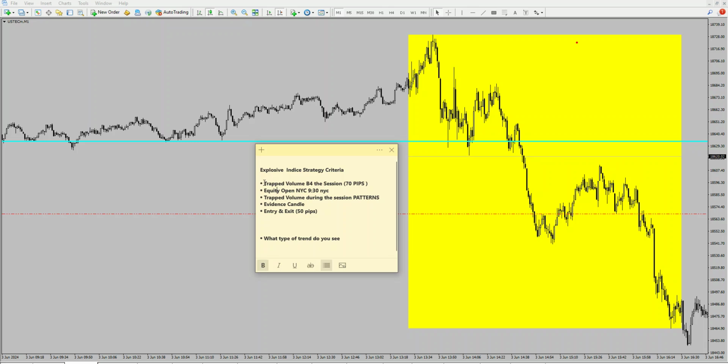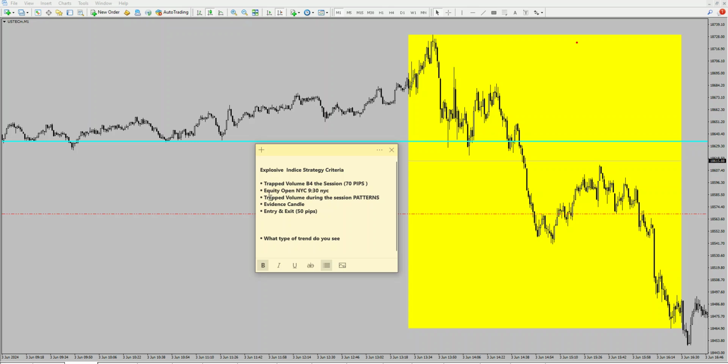So look at this. With this strategy, the first criteria is to identify trade volume before the session. At least we need 65 to 70 pips to the point whereby they'll release our traders. I'll share this with you. Then you need to wait for 9:30 US time. This is 9:30 a.m. US time or 3:30 p.m.